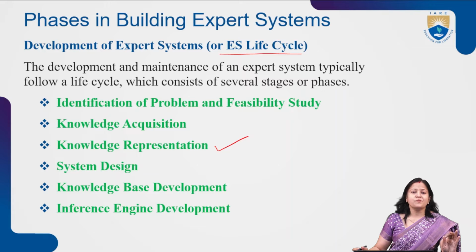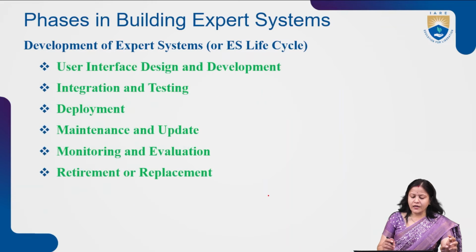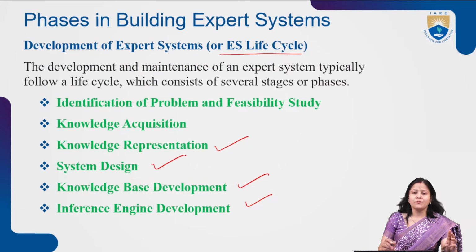Then the fourth step is system design. At this step, the architecture of the expert system will be framed. So system design means the architecture of the expert system will be designed. Inside that architecture, three important components are there: the knowledge base, the inference engine, and the user interface. These three components are planned during this system design phase.